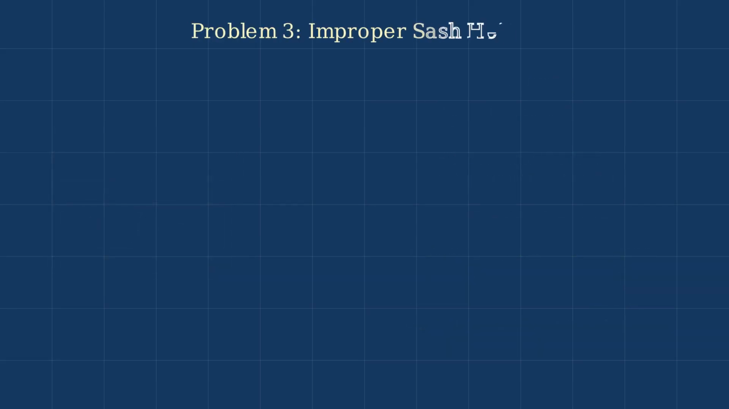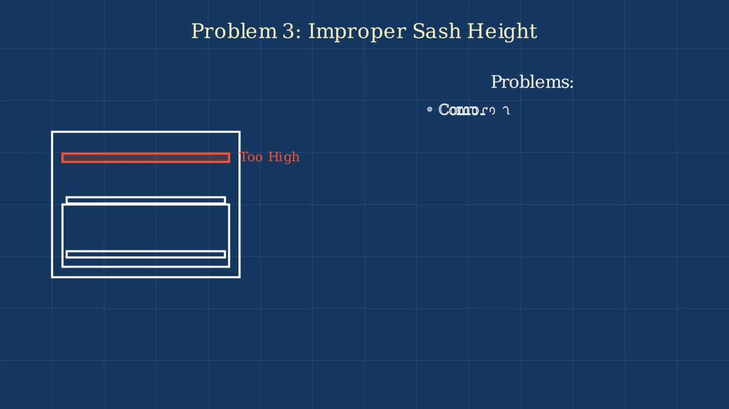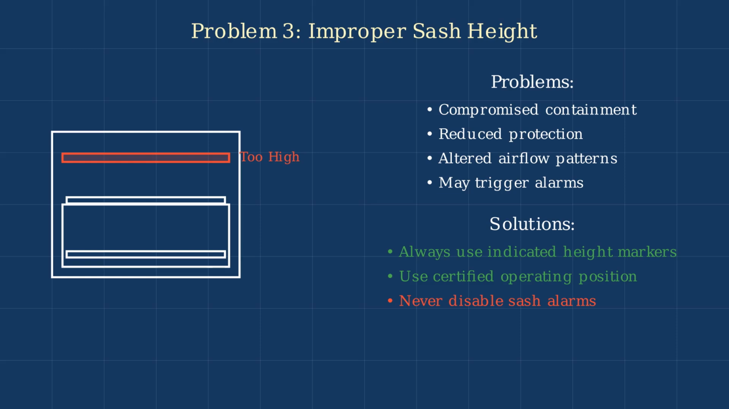Improper sash height is a common user error that can significantly impact BSC performance and safety. When the sash is positioned too high, containment is compromised, reducing protection for both the user and samples. If positioned too low, it alters airflow patterns and may restrict workspace accessibility, potentially triggering alarms. Always use the indicated height markers and certified operating position for your specific cabinet model. Never disable sash alarms. When accessing the cabinet, return the sash to its proper operating height immediately after completing your task.